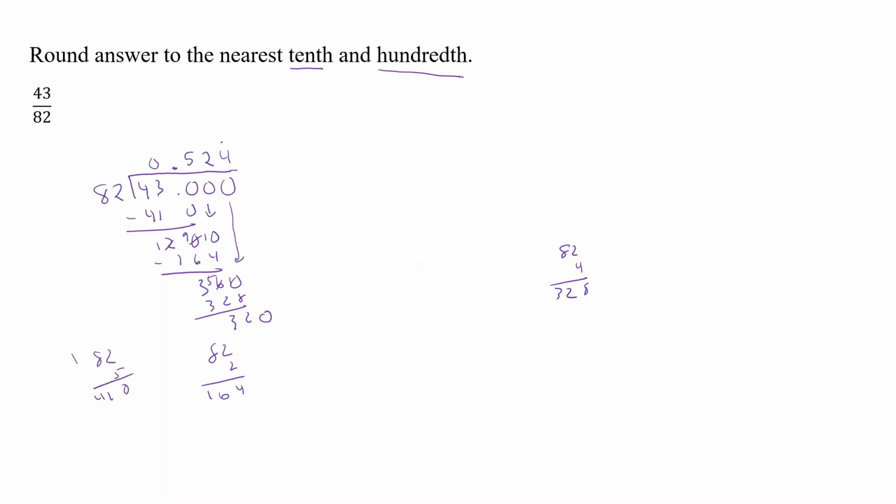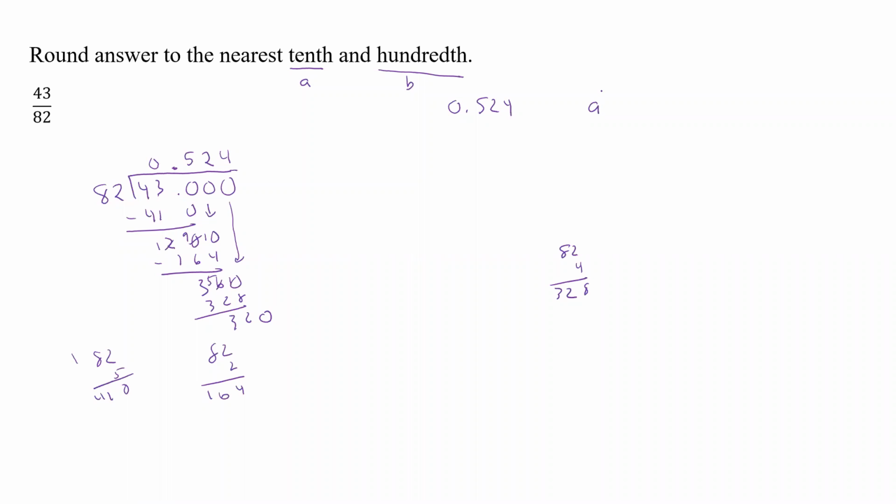But we already have far enough to round to the 10th and 100th. If we had to go to the 1,000th or 10,000th or 100,000th, we'd have to just keep going and going and going until we could get to the point where we round. But here we have 0.524. So first, let's say this one is A and this one is B.